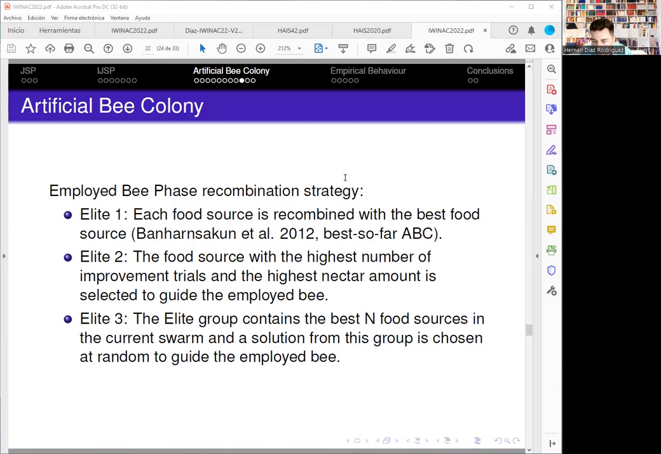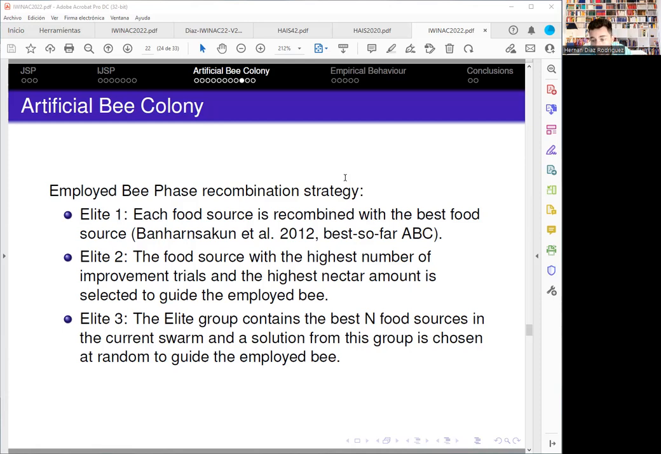The first one, Elite 2, consists of crossing the food source belonging to the employed bee with the food source with the highest number of improvement trials and the highest nectar amount. This food source is good enough, because it has been tried to improve several times, and it changes more often than the best food source. We are getting more diversity and more balance between exploration and exploitation here. And the third approach is Elite 3, where the elite group contains the best N food sources in the current swarm.